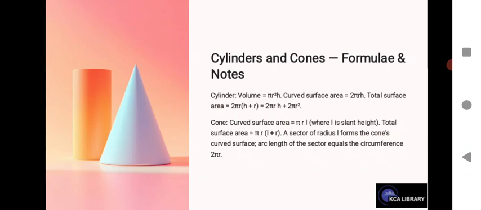So let's look at cylinders and cones. If you have to calculate the volume of a cylinder, the formula is pi r squared h, where pi is equal to 22/7 or 3.143, r is the radius, while h is the height.